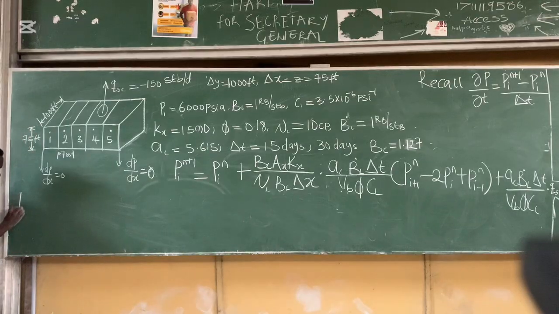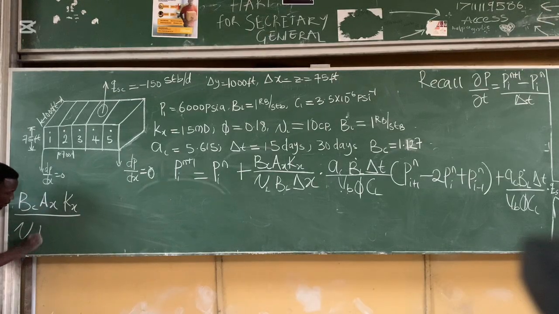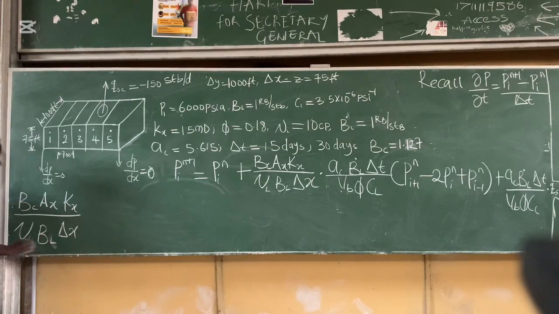That constant is B_c A_x multiplied by k_x divided by mu L B_L times delta x. But now, if you look at this constant, we have A_x. What is A_x now? A_x is the area of the grid block. What is the area of the grid block? For us to get the area of the grid block, we can simply say that the area A_x is simply what?